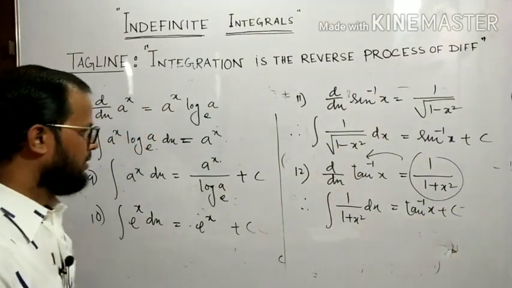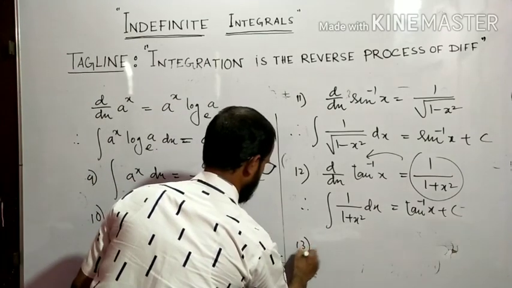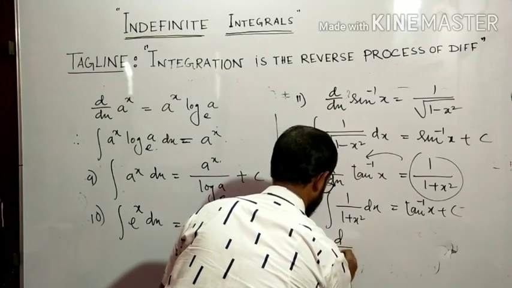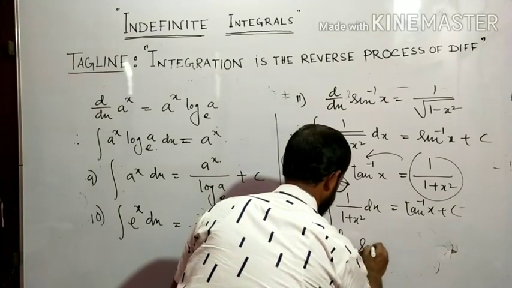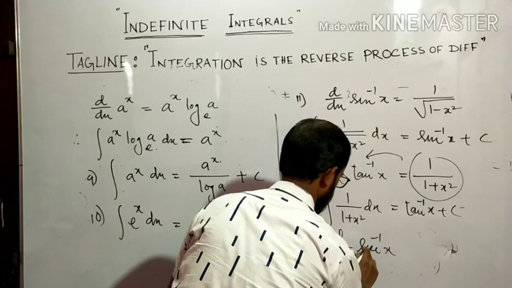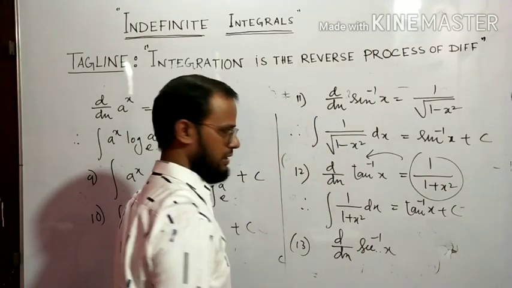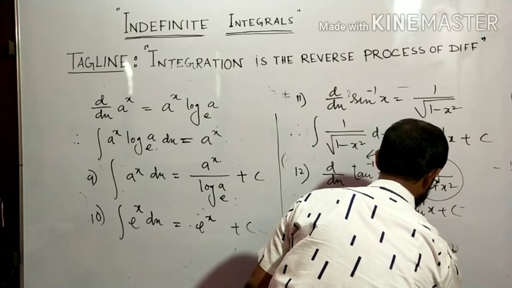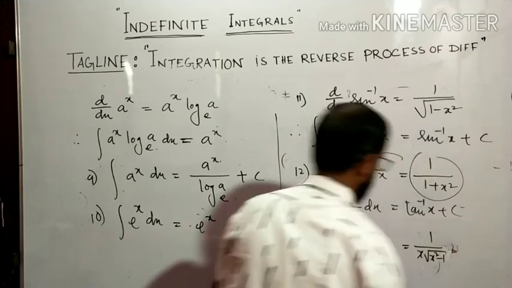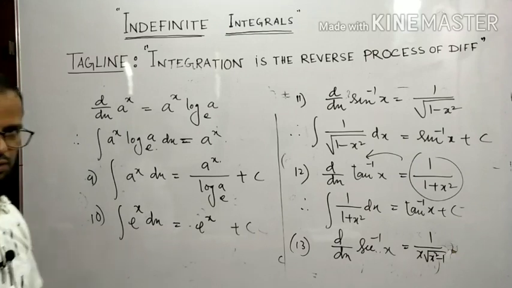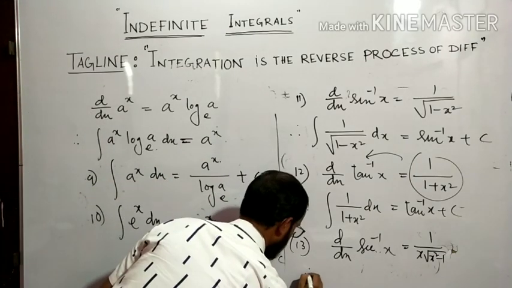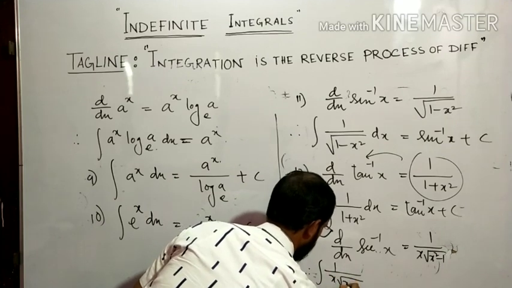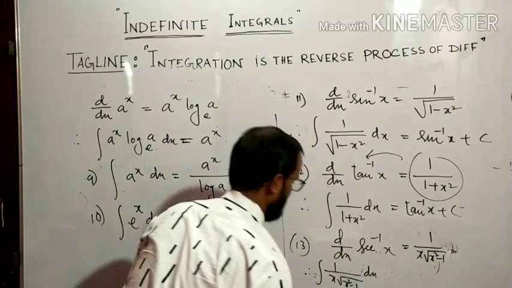Okay. Number 13: d/dx of sec inverse x is equal to 1 by x into root over x square minus 1. This you people know. So what is the integration? Integration of 1 by x into root over x square minus 1 dx is equal to what?